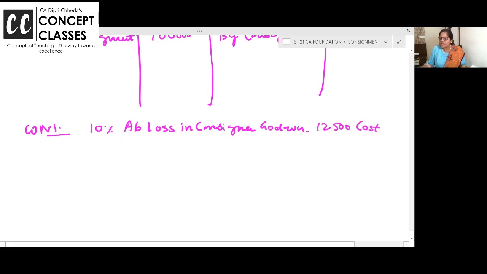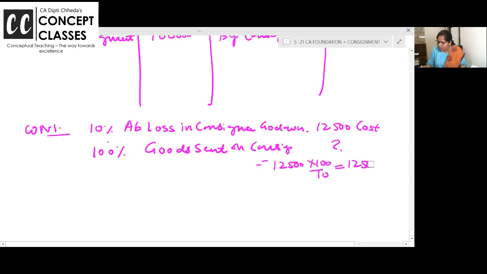12,500 is the cost. Then can we say goods sent, 100% is equal to how much? 10% goods lost is 12,500. So what I have sent you, the goods will be 100%. So goods sent on consignment is 12,500 into 100 divided by 10, 1,25,000 cost.